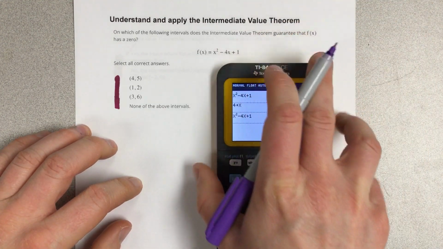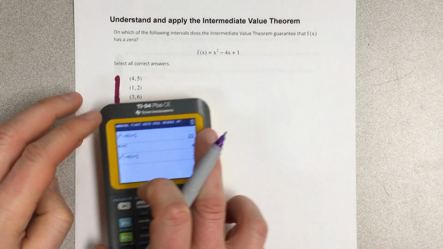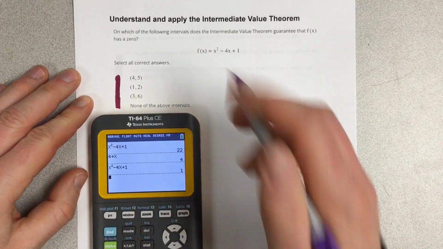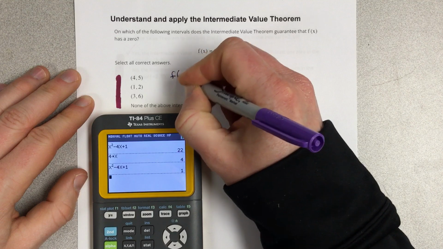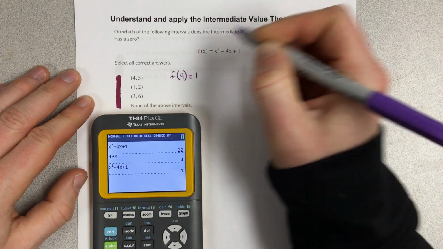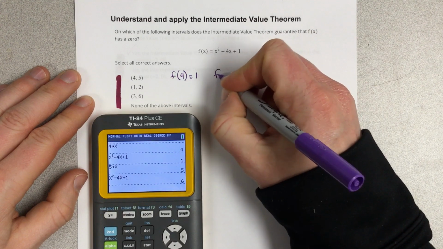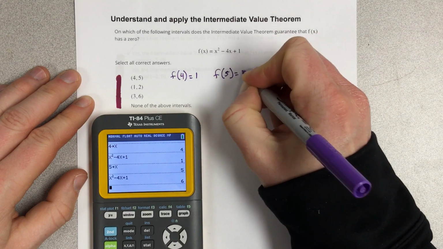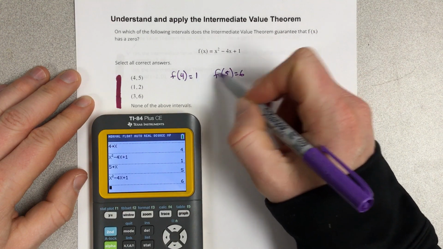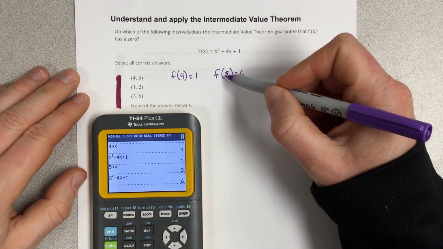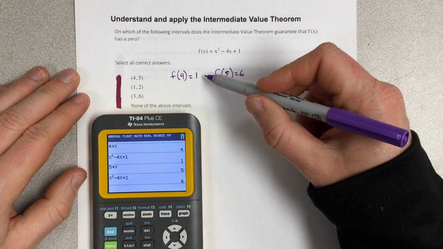So I can say that for this first value, f of 4 is equal to 1. So now I'm going to store 5 as x. I get 6. So f of 5 is 6. Now notice that they're both positive, so that would be no change in sign. That means we did not necessarily cross the x-axis.